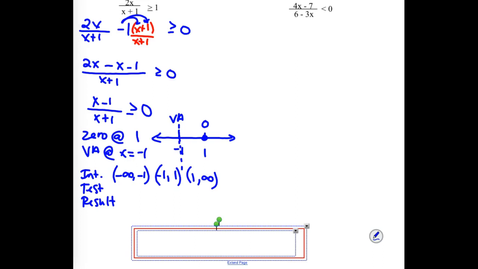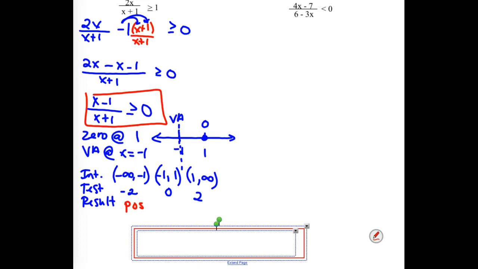Something to the left of -1, we could use -2. Something between -1 and +1, 0 would be easy. Something bigger than 1, we'll use a +2. Okay, so testing those points. If we dump them into our simplified function here, putting a -2 in, what happens to the numerator? Is it positive or negative? It's negative. If we put a -2 in the denominator, it is negative. A negative divided by a negative is positive.